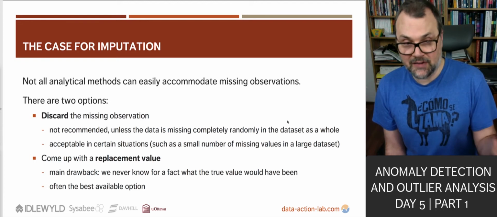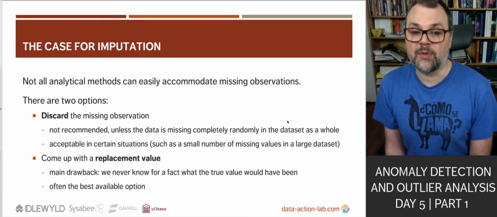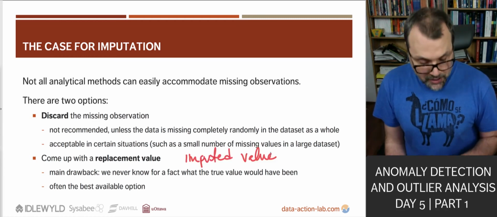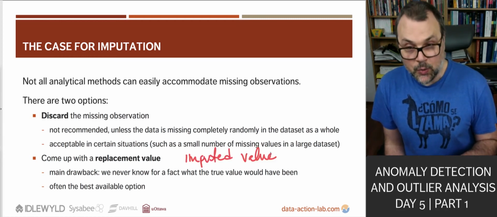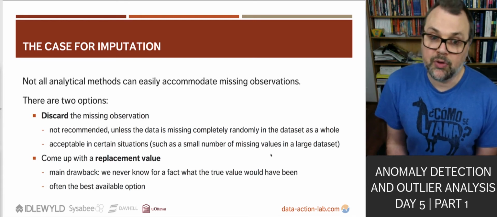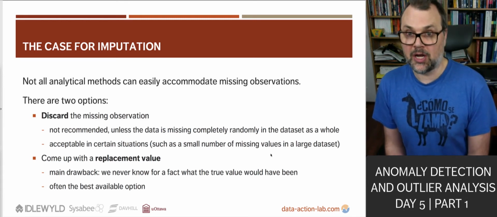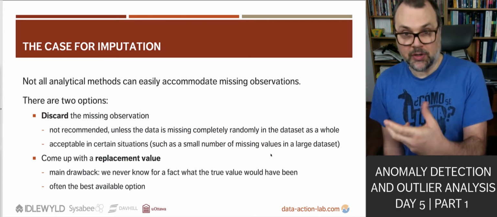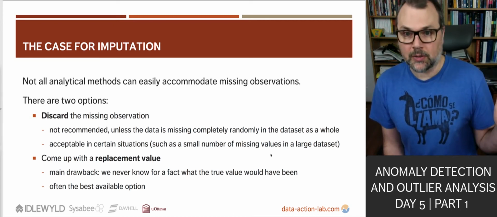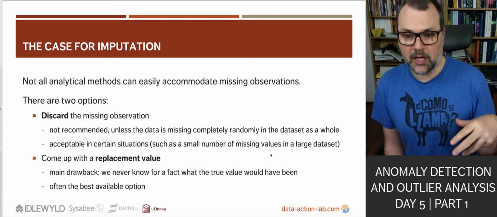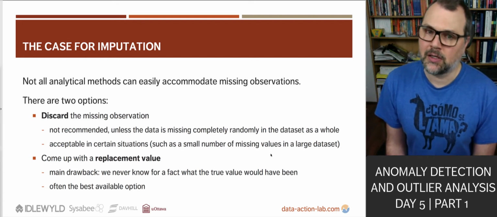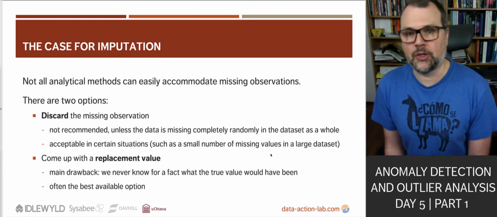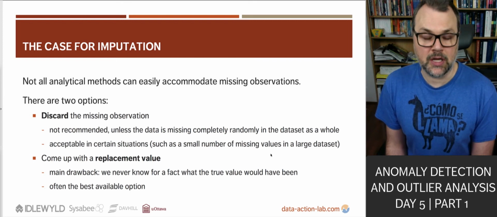The other option, if you're not going to discard the missing observation and you still want to use the data in a given algorithm, is that you need to come up with a replacement value. We also call this an imputed value. There's a big drawback here, and it's a drawback that scares away a lot of people. When you are imputing missing values, when you're coming up with a replacement value, you now get a new data set that has a measurement in it. It's not the true measurement, it's the measurement that you thought might be a good replacement, and you never know for a fact what the true value would have been. You could have been right with the replacement value you come up with. That bothers a lot of people.